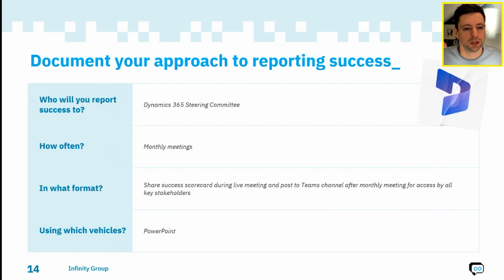So next up, really important, how are we going to report on that success? So first of all, who are we going to report to? So a steering committee is a really great idea, where we get a diverse group of stakeholders together from different levels of the organisation. This is an example, but a very good one in terms of having a Dynamics 365 steering committee. How often are we going to report on the results from our KPI monitoring? Monthly in this instance. And how are we going to do that?